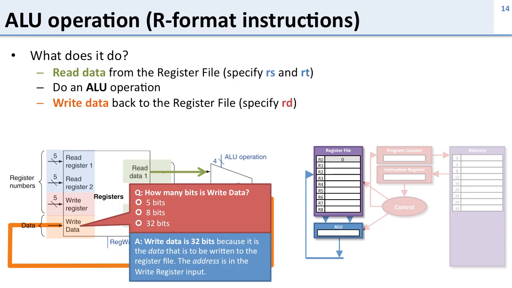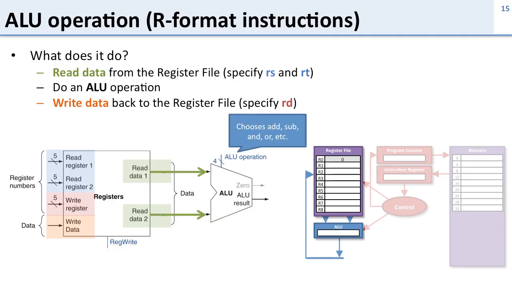So this is a 32-bit input. This is the data that we're going to write into the register file. This is the output from the ALU, and it's going to be a whole word. Remember, the register file stores data in 32-bit words, so this is the data we're writing in. Write register above it is only 5 bits because that's specifying which register file entry to use. And there are only 32 registers, so you need 5 bits to specify which register, but each register is 32 bits wide, so you need 32 bits of data to put into the register.